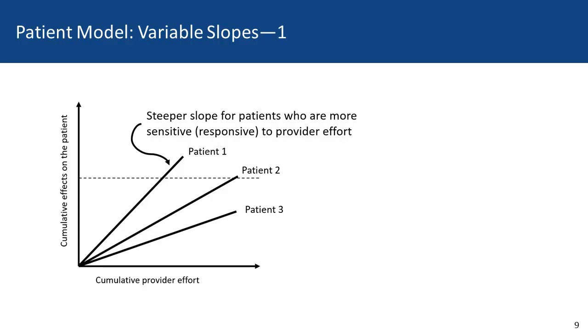Earlier in the presentation, I mentioned that there was going to be a case mix of patients. So here we represent this case mix by using variable slopes. In this plot, we show 3 patients. Patient 1 has the line with the steepest slope. What this means is that the patient is most sensitive or most responsive to the provider effort. And we'll show this many times in the next few slides. Patient 2 has a lower slope. And finally, patient 3 has the most shallow slope. And we'll see how these 3 patients respond to the provider's effort.